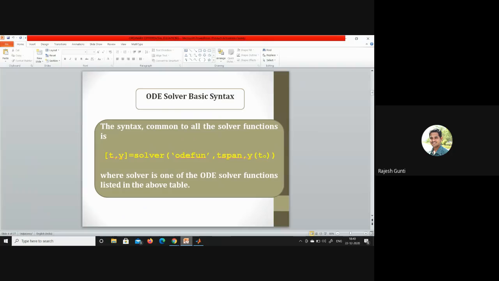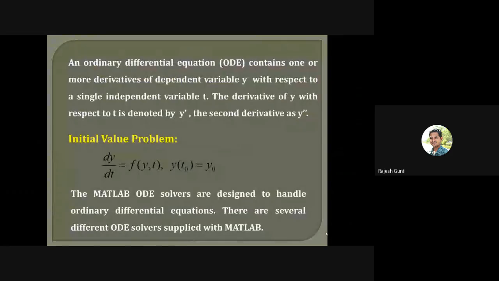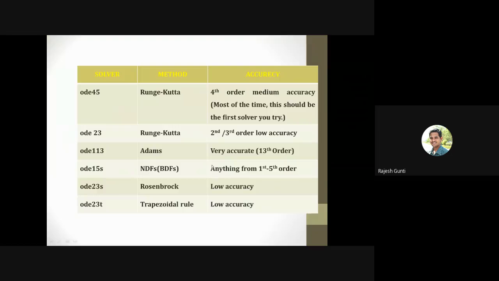Once again, this is the given differential equation: dy/dt is equal to f(y(t), t), where t is the independent variable, y is the dependent variable, and y(t0) is equal to y0.